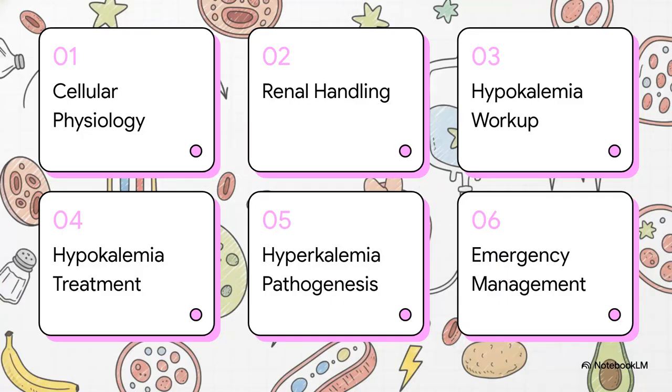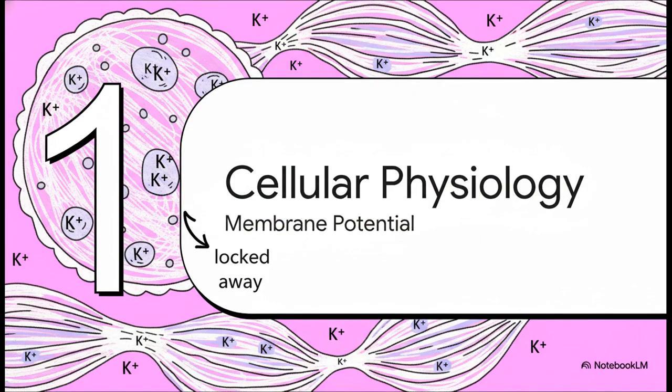Here's a quick look at our 6-part academic roadmap. We'll start with cellular physiology and renal handling, then thoroughly map out the workup, the electrocardiographic evolution, and the exact emergency treatments for both hypokalemia and hyperkalemia. Let's get to it. Part 1. Cellular physiology and membrane potential.